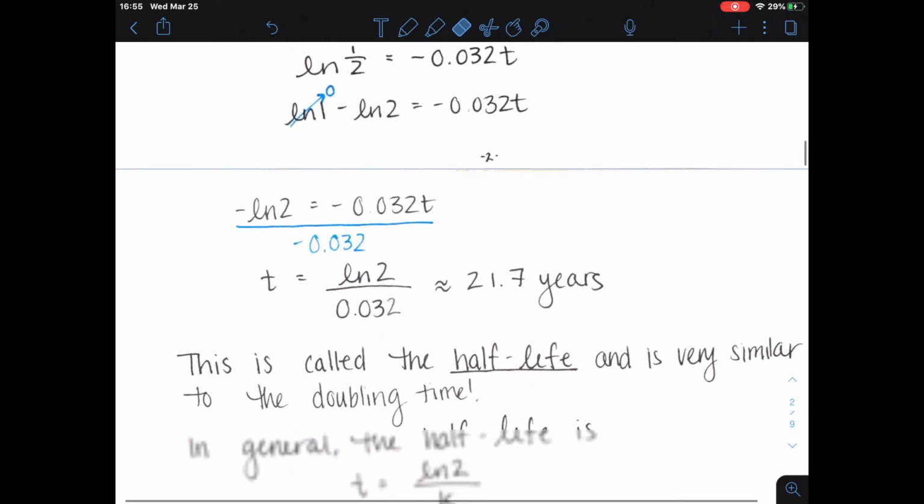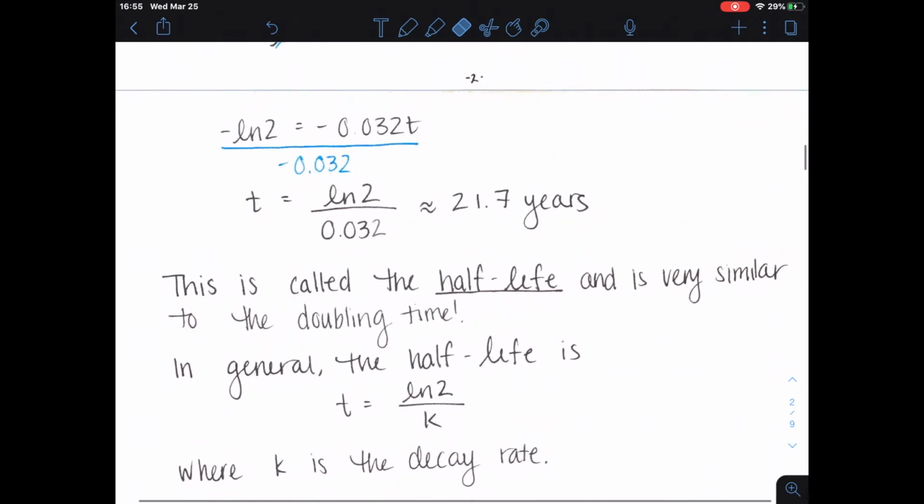So this is called the half-life. It's very similar to that doubling time. So what we saw before is if you wanted doubling time, you took natural log of 2, divided it by the percent or that growth rate you had. If you wanted tripling time, it was ln of 3.